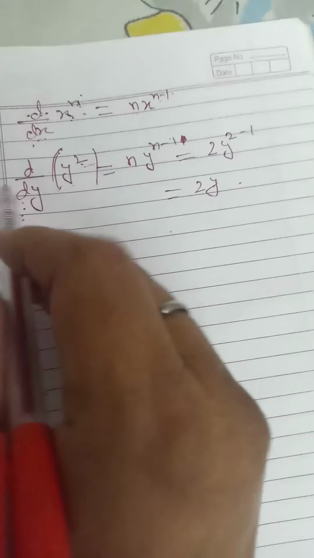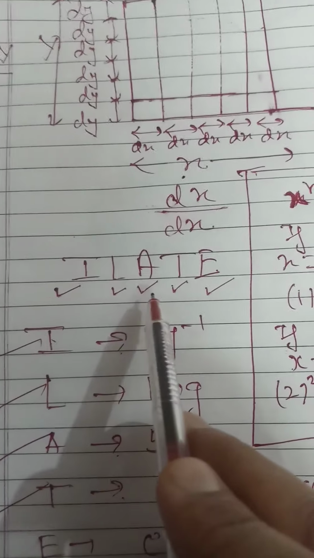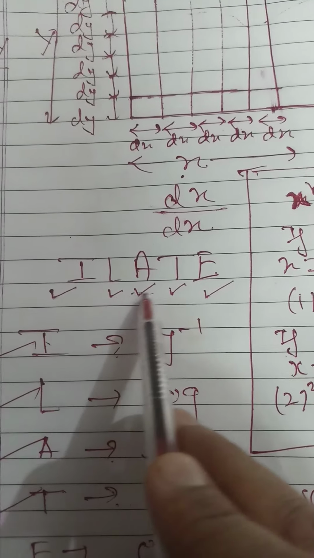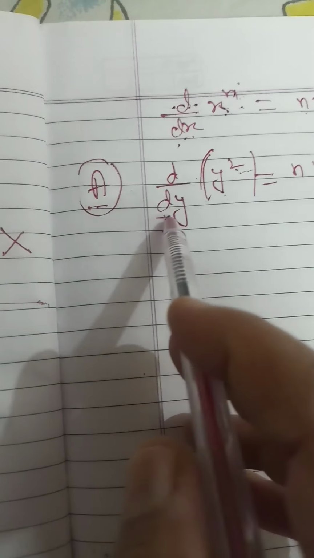So this is the differentiation of an algebraic term from ILATE. In ILATE I told you about, ILATE is there. So here I have used the algebraic term. So I have differentiated the algebraic term in this condition. Now you can see the formula which is here now. This is the first thing which we have learned.